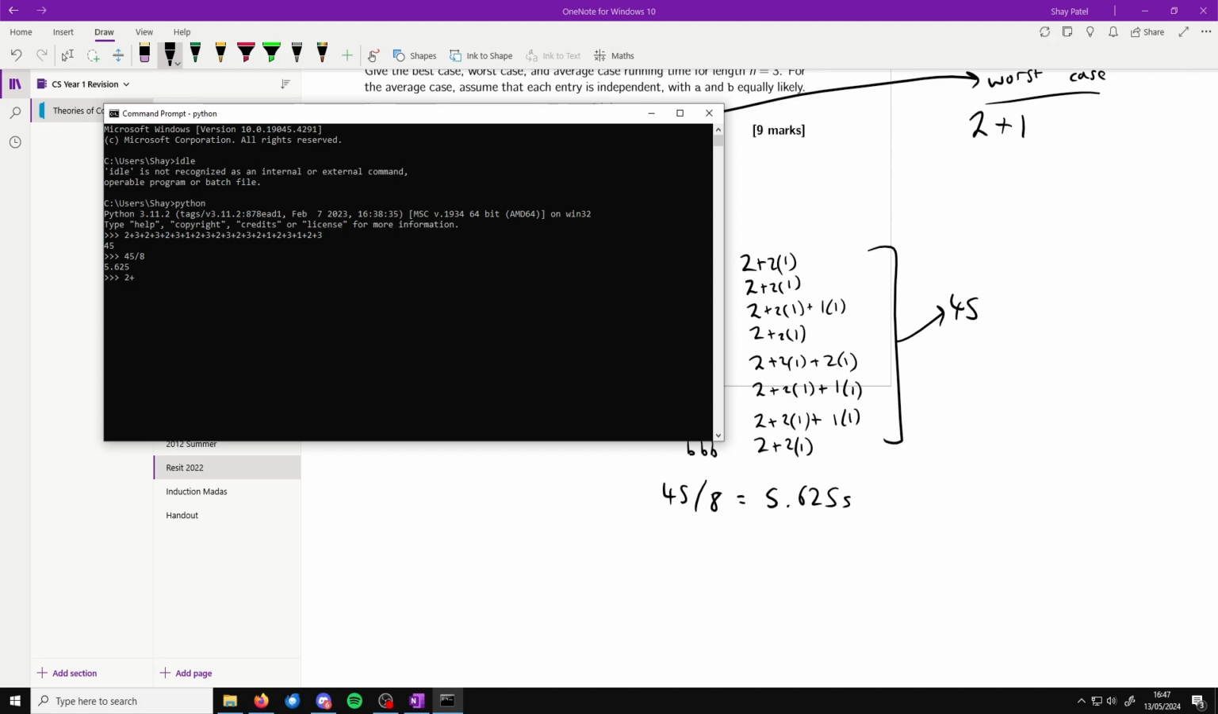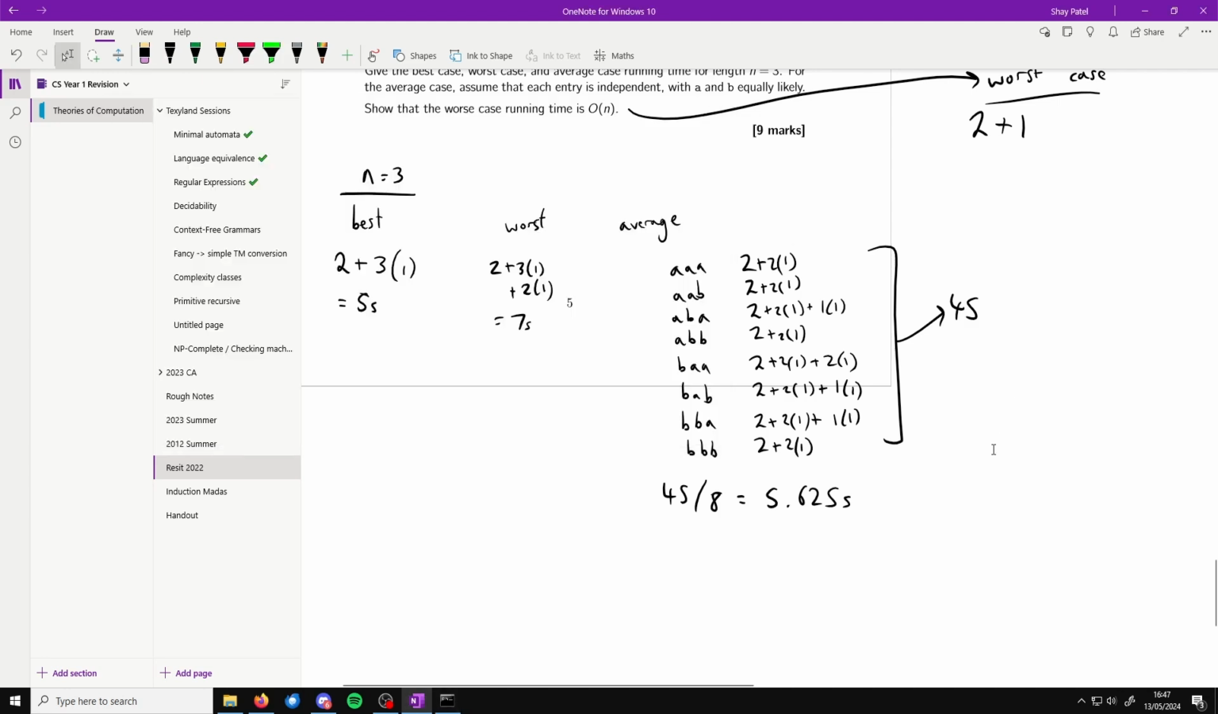So we'd actually have 2 plus 2 plus 2 plus 2 plus 2 plus 2 plus 1 plus 2 plus 2 plus 2 plus 2 plus 2 plus 2 plus 2 plus 1 plus 2 plus 2 plus 1 plus 2 plus 2. 37 over 8, which is 4.62. That does not seem right. Why is the average better than the worst? I mean, why is the average better than the best?